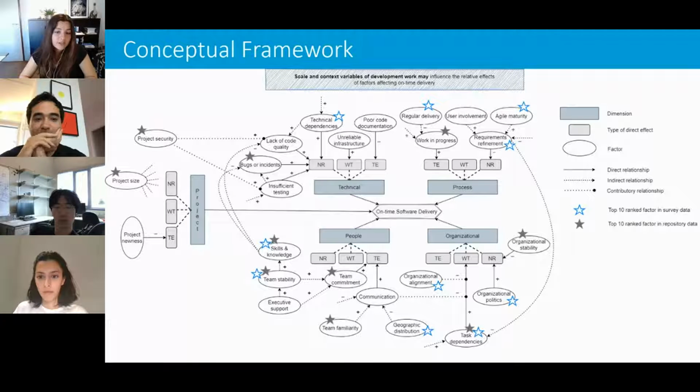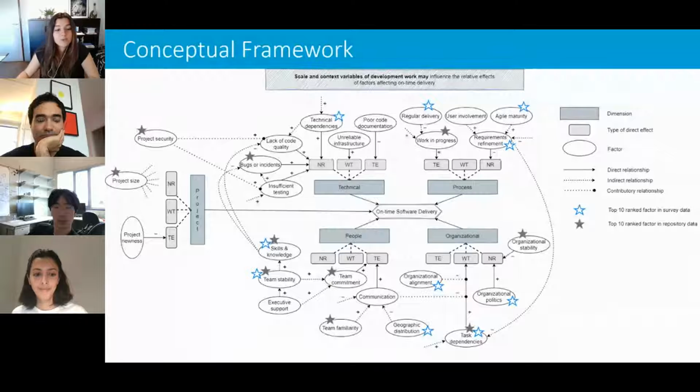And based on our findings, we identified several challenging areas that call for further attention. Some of those areas are related to the scalability of agile methods, security concerns, but also dependencies between teams, and also the stability of the organizational environment. And progress in these areas is crucial in order to better understand how we can become more predictable at delivering software. And with that, I would like to conclude my talk.